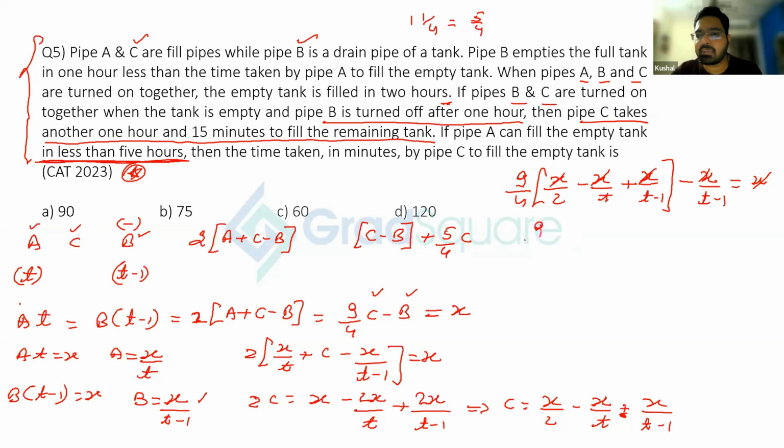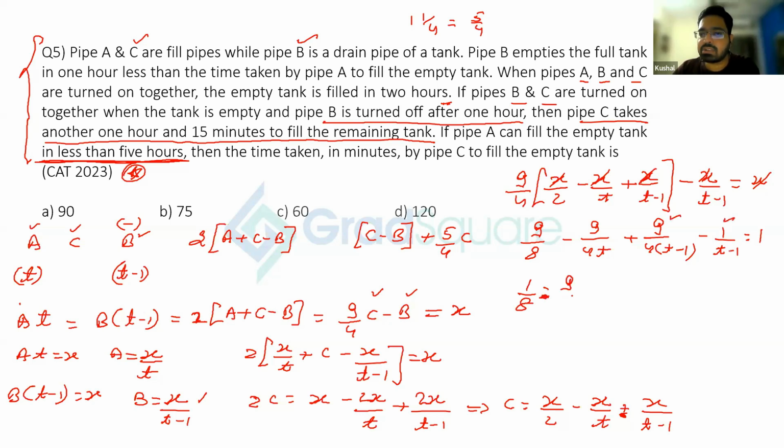This will become 9 by 8 to start with, minus of 9 by 4t plus of 9 by 4 times of t minus 1, minus of 1 by t minus 1, and is equal to 1. Right? So let me just try to look at what can we do over here. 9 by 8 minus of 1 will turn out to be equal to 1 by 8. And you have a t minus 1 and a t minus 1.